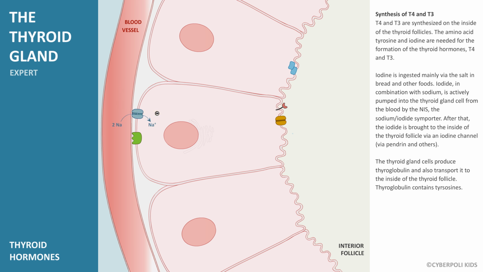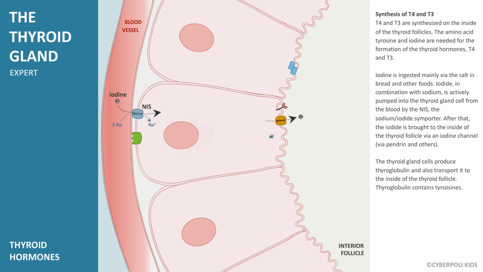Iodide, in combination with sodium, is actively pumped into the thyroid gland cell from the blood by the NIS, the sodium iodide symporter. After that, the iodide is brought to the inside of the thyroid follicle via an iodine channel, via pendrin and others.